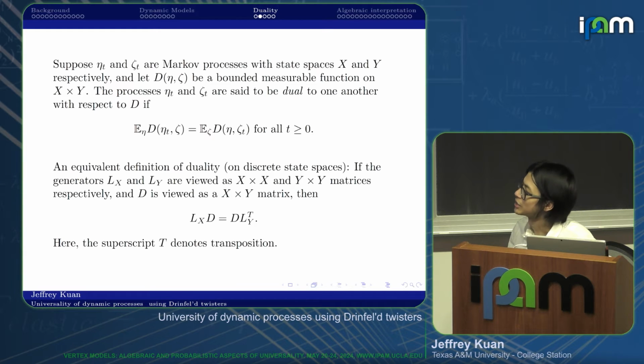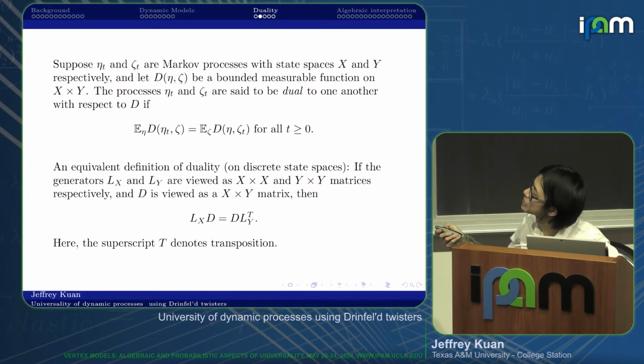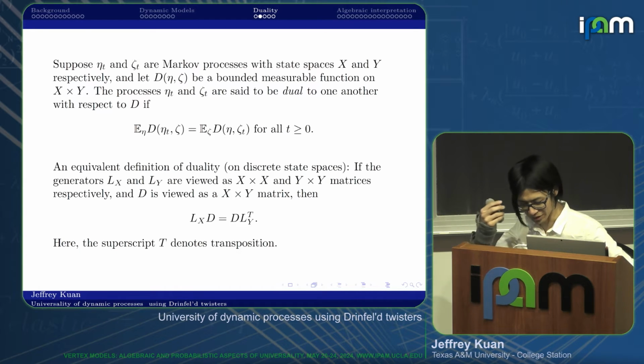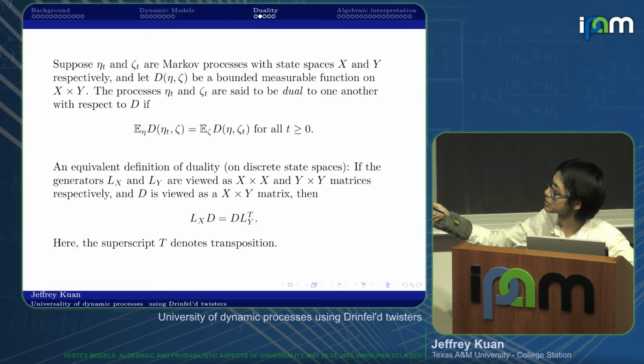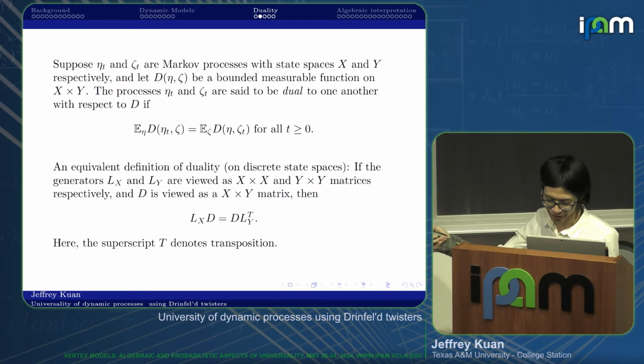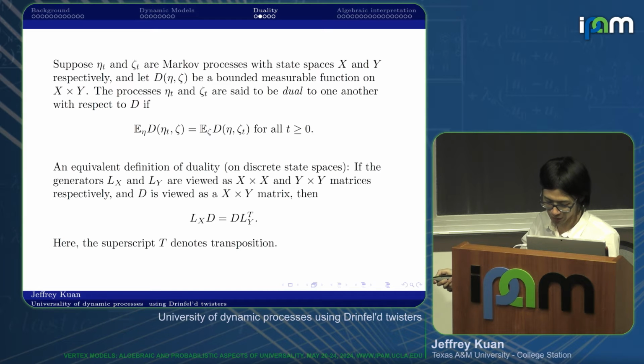I also wanted to say a trivial duality is if you take D to be a constant function. In general, finding the duality function is a very important part of the problem. It's slightly less important now that I've developed orthogonal polynomial duality, so I'll elaborate on that point later. There's an equivalent definition of duality for discrete state spaces, which will be helpful later on. In this case, duality can be viewed as an intertwining between the generators of the two processes. This will be helpful because algebra gives a lot of different intertwinings.